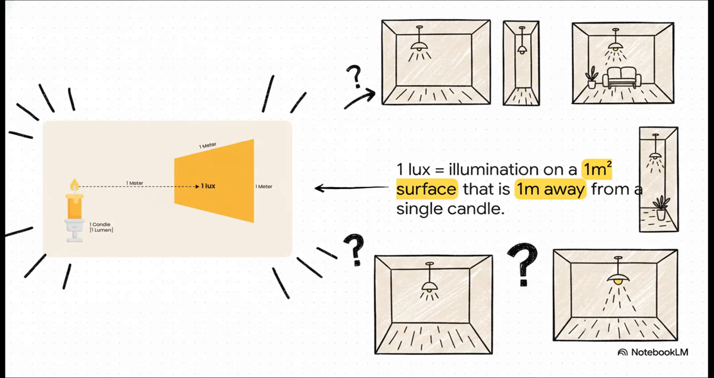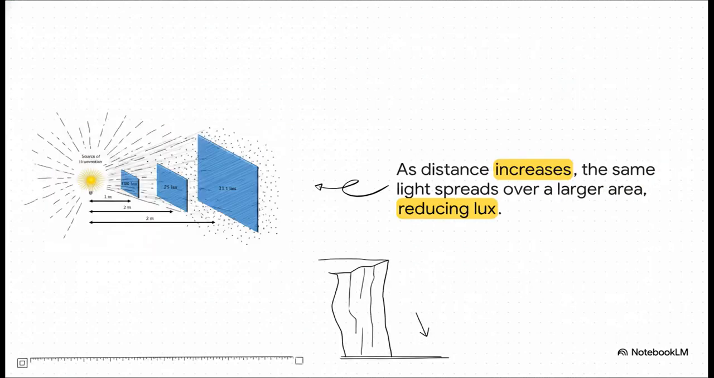And this diagram shows the basic idea perfectly. In a perfect little bubble, the relationship is dead simple. You've got one lumen of light, and when it hits a 1 square meter surface that's 1 meter away, you get exactly 1 lux. It's a nice, clean 1-to-1 deal. But our rooms are not perfect little bubbles, because distance changes everything.